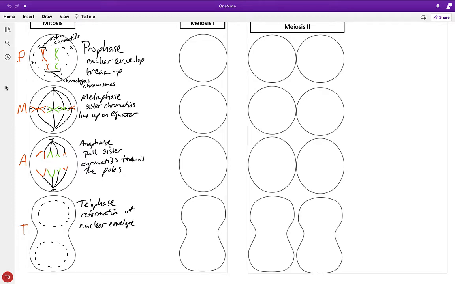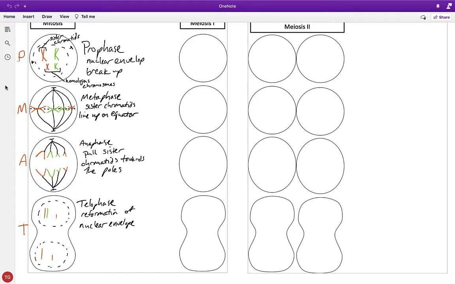We will then take a look at what we have in here. We've got a large orange chromosome in each one, a small orange chromosome. And of course, because we have homologous pairs, we're going to have our large green chromosomes and our small green chromosomes in there with those orange ones as well.